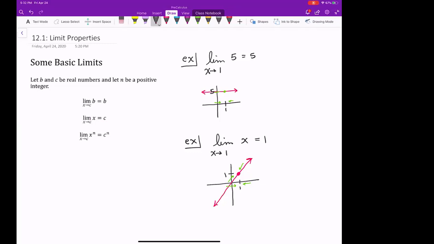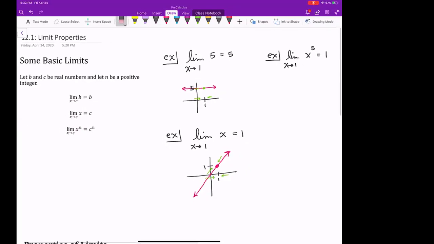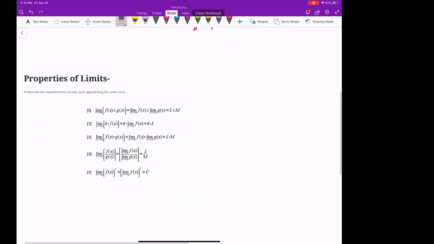And then the third basic limit just says that the limit as x approaches c of x to some power n. So maybe we'll have x approaching 1 again of, say, x to the 5th power. Well, they're just saying over here that whatever that value is, you can just take it to be that power. So this would just be 1 to the 5th power, which is 1. Really, these basic limits are just talking about finding a limit with a substitution. That's always your first approach. So nothing fancy there. All right, then the properties of limits.